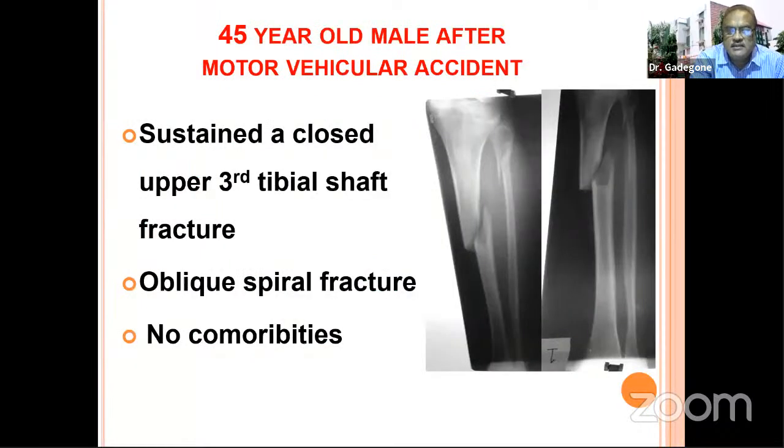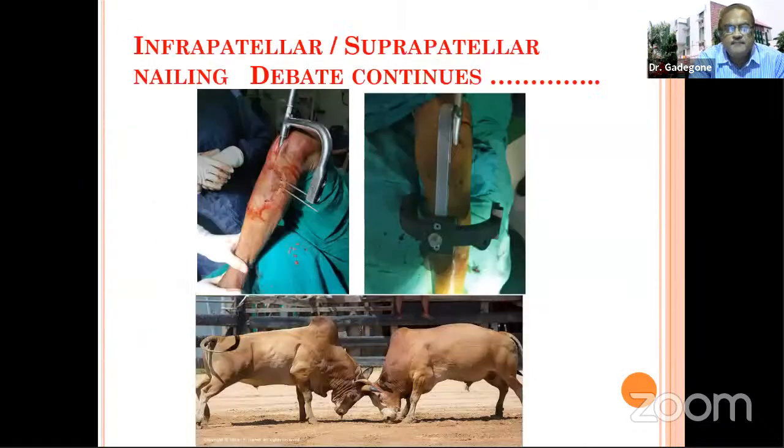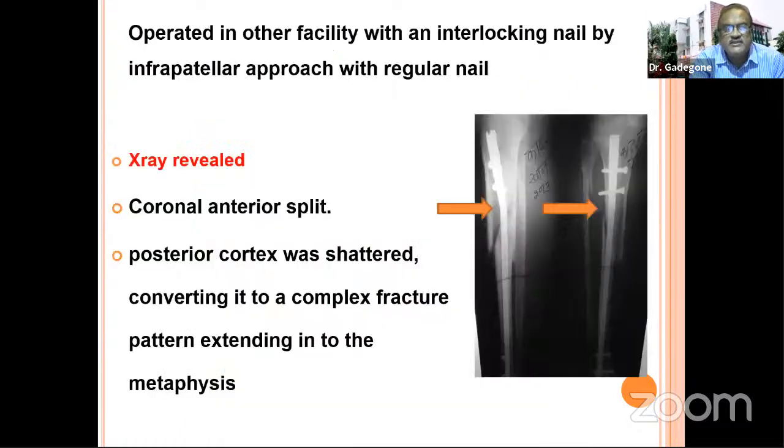Just a simple case. You routinely get a 45-year-old male after a motor vehicular accident who sustained a closed upper 1/3 tibial shaft fracture, oblique spiral fracture, no comorbidities. Nailing or plating, there is no question. Majority will say nailing. Whether to use an infrapatellar or suprapatellar approach, debate will continue. There is no problem. You can choose any approach as you wish.